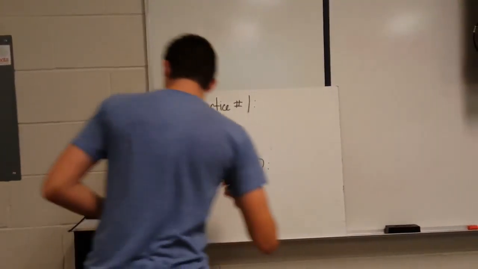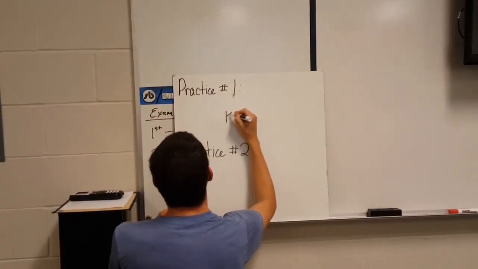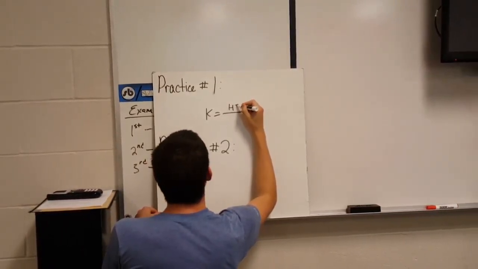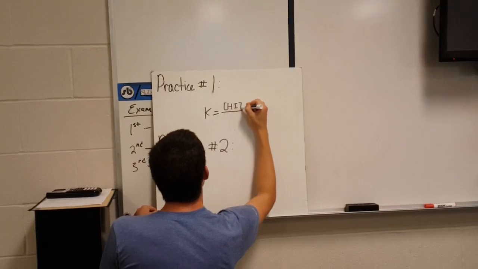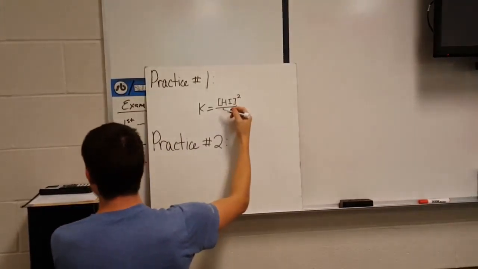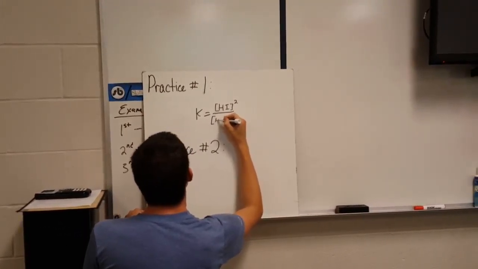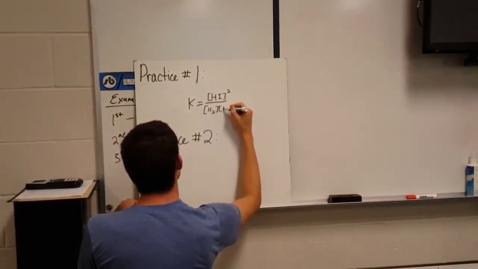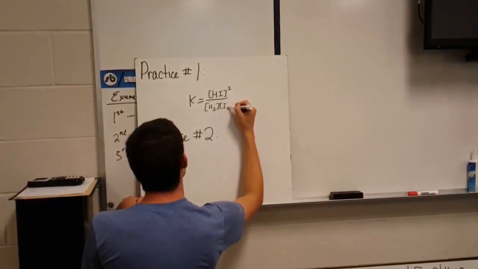The answer to the first problem is K equals HI squared over the concentration of H2 times the concentration of I2.